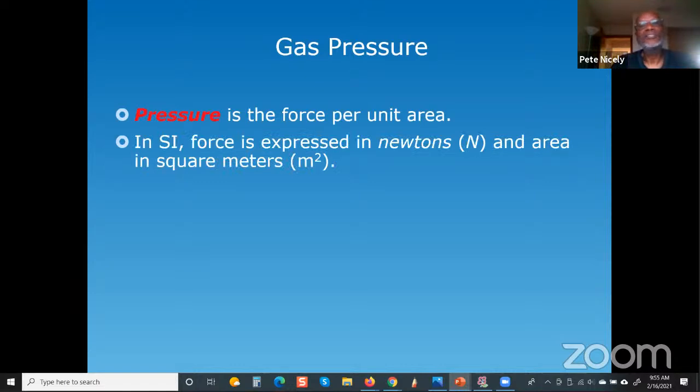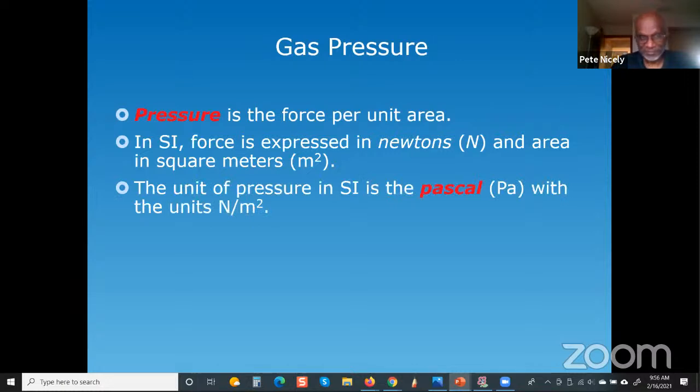So according to the SI system, the force is expressed in newtons and the area is expressed in square meters. Therefore, since pressure is equal to force per unit area, the units of pressure based on that definition would be newtons per meter squared. And there's a name given to this unit. It's called the Pascal unit, all right? So the Pascal unit is the same thing as newtons per meter squared, all right?